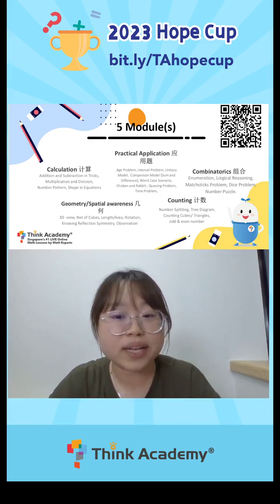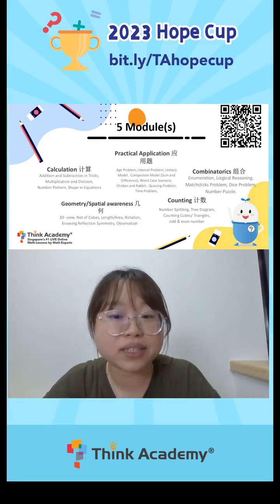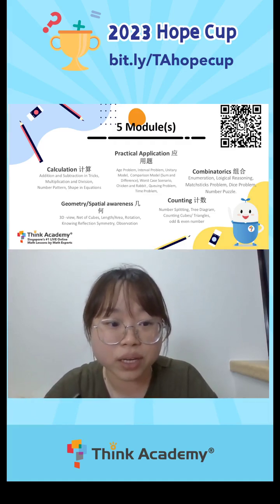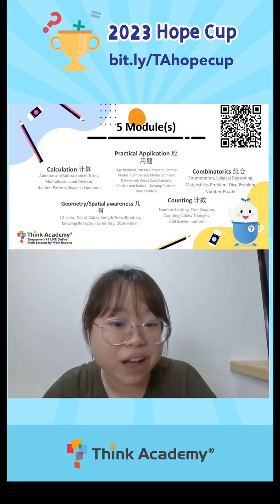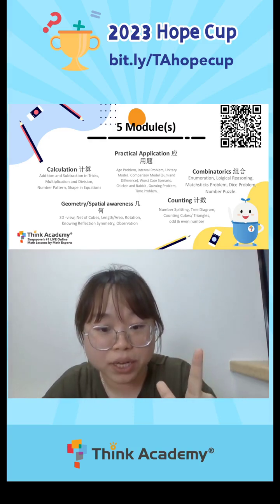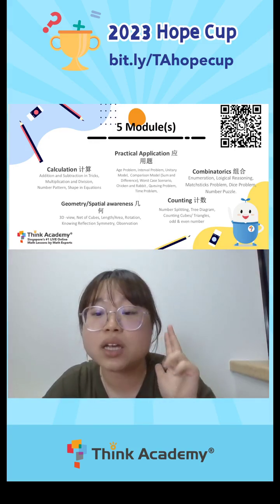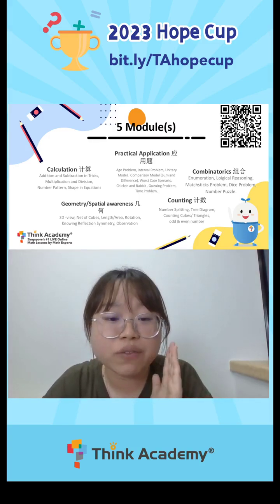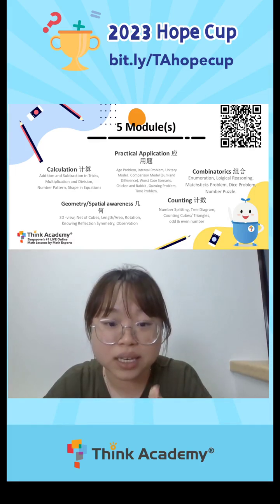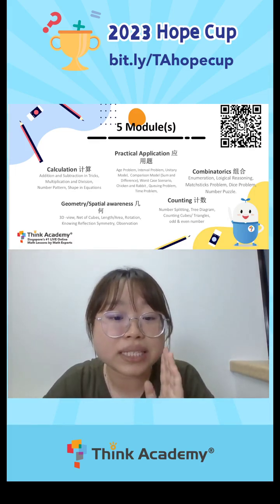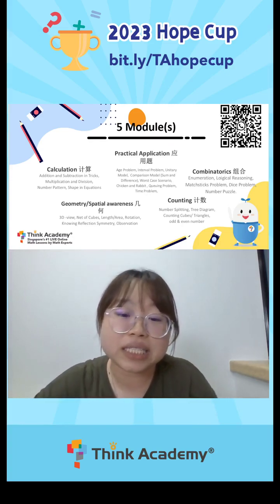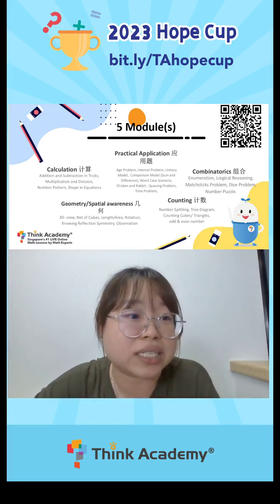So let's continue this one. For lower primary, parents listen very carefully. Lower primary, Math Olympiad will always come out these 5 modules: calculation, geometry, spatial awareness, practical application, combinatorics, and counting. If you participate in SASMO or SMKC, you will find this very familiar. For example, calculation. There is addition and subtraction in tricks. What does it mean, addition and subtraction in tricks?